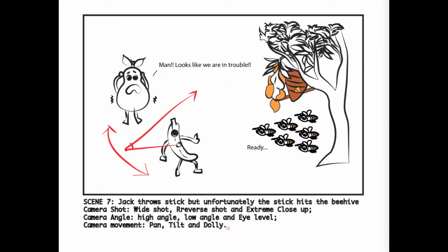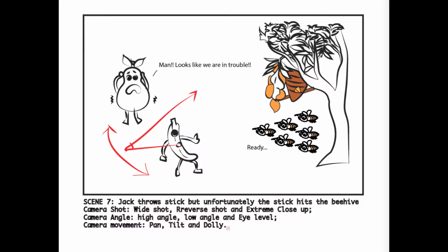Scene 7. Camera shot is wide shot, reverse shot, and extreme close up. Camera angle would be high angle, low angle, and eye level. Camera movement would be pan, tilt, and dolly. The stick thrown by Jack now gets stuck in the beehive. Everything pauses for a moment.